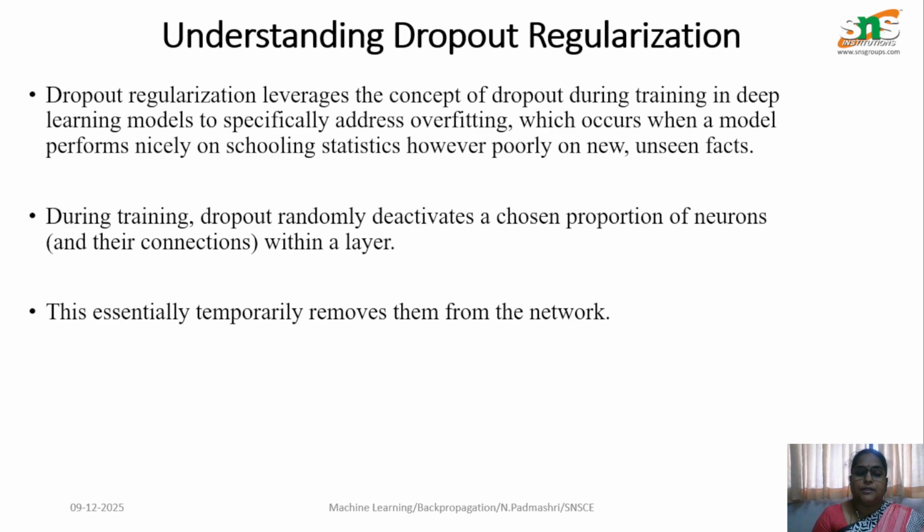During training, dropout randomly deactivates a chosen portion of the neurons and their connections within a layer. When we say dropout, the neurons which are not in an active state, which are not able to transmit any kind of data to the other layer, that node alone we are going to drop out from the network in order to achieve better performance. Temporarily that node will be removed from the network. This is the concept of dropout.